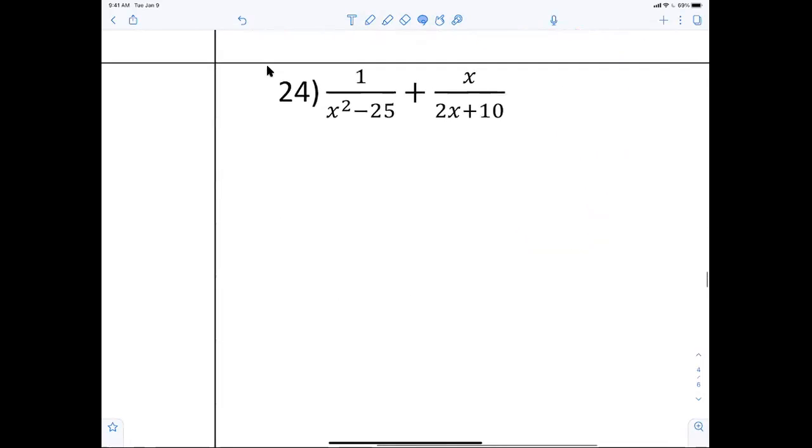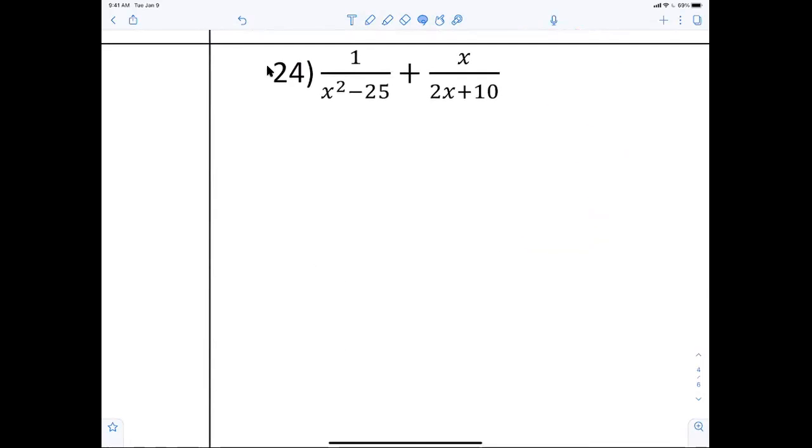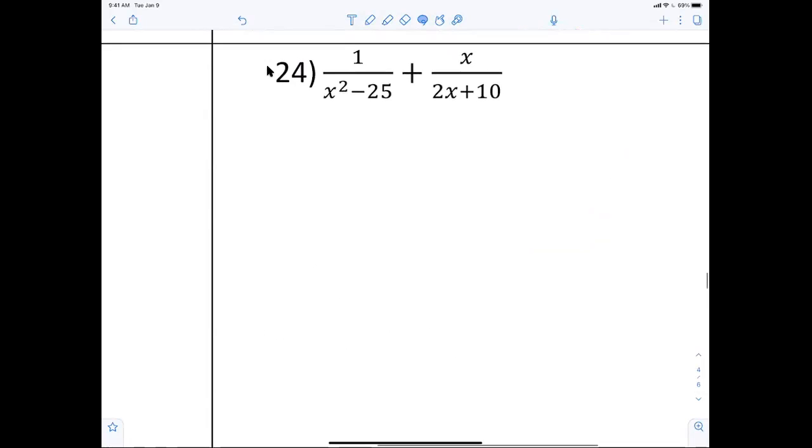All right, here we go. Now, 24 can be a little bit annoying because I said factor. So x squared minus 25 is x minus 5 times x plus 5. And then the other side is 2 times x plus 5. We got it. There you have it.